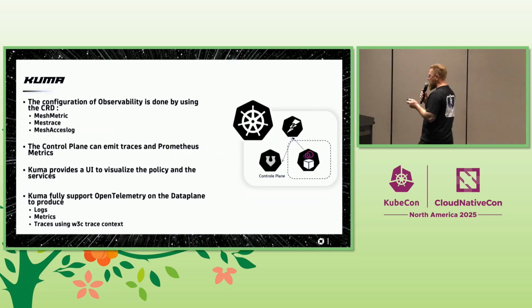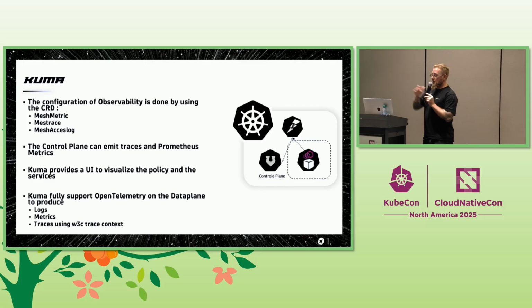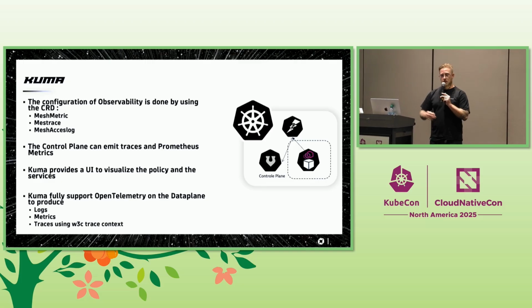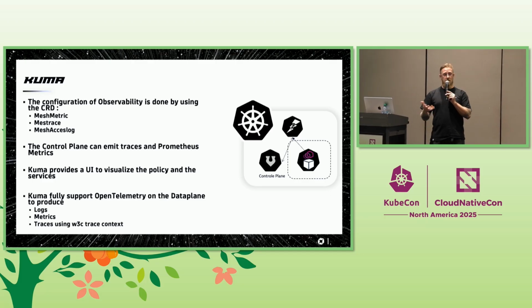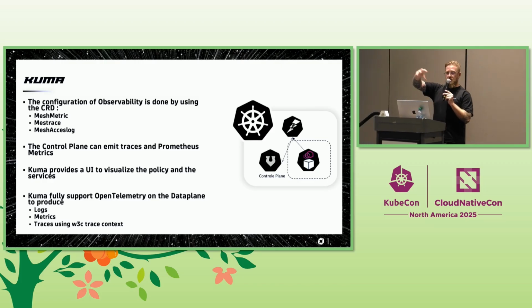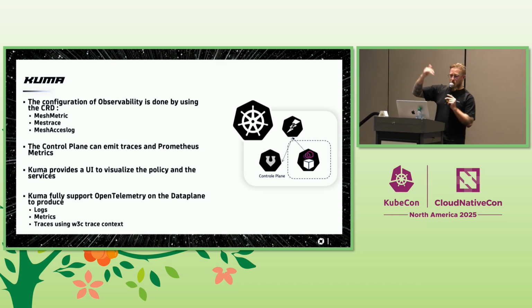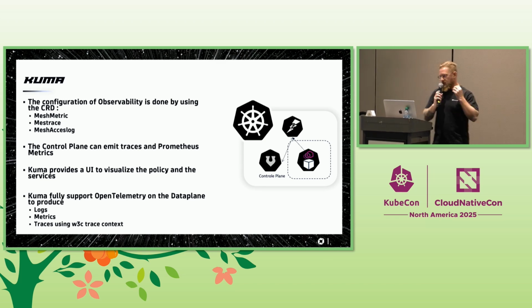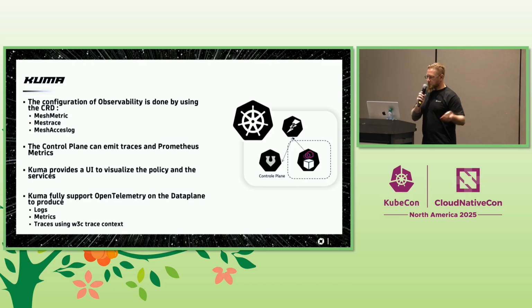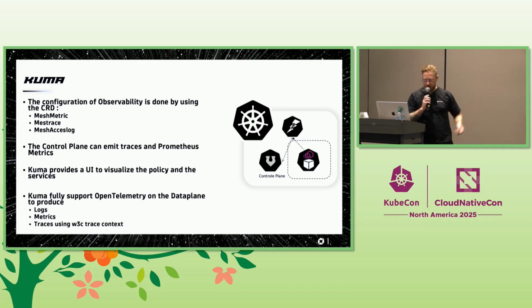If you look at Kuma, again, I have a CRD for that. I want to do traces, I'm going to use MeshTrace. I want to do metrics, I'm going to use MeshMetric. I want to do access logs, I'm going to use MeshAccessLog. And they have full support for OpenTelemetry. So each proxy will emit OpenTelemetry traces, metrics, and logs. But the control plane doesn't have OpenTelemetry support, meaning that I would have to configure scraping of the metrics because they essentially expose Prometheus metrics on the control plane.